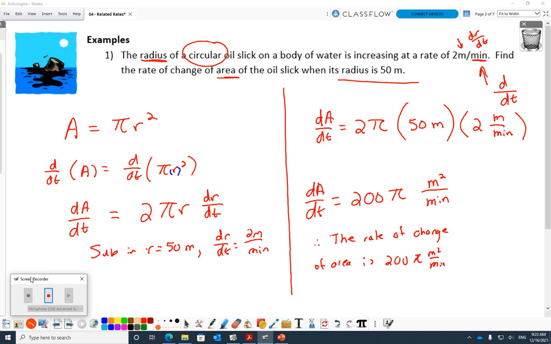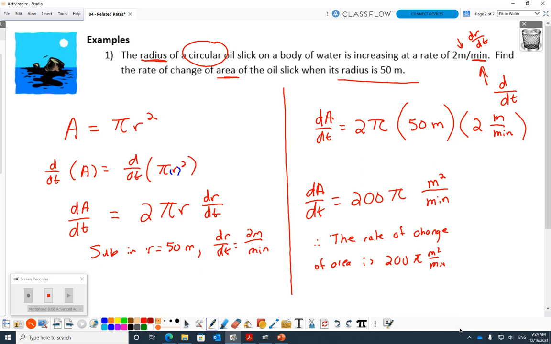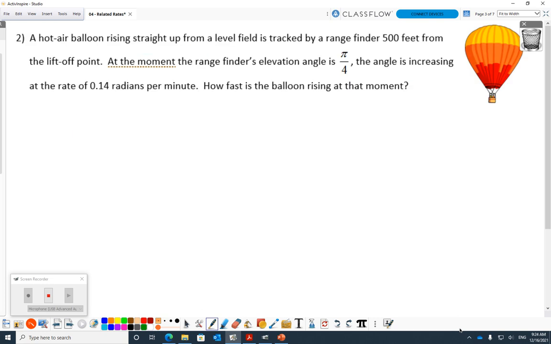The procedure said, determine an equation that relates the quantities. Yes, I went A equals pi r squared. Differentiate with respect to time. Yes, I did that. Sub in the required stuff. Good. So the only thing I'm going to refine on this is identifying what the stuff is before I start. That is, when I read a question, I'm going to identify what these things are as I go.